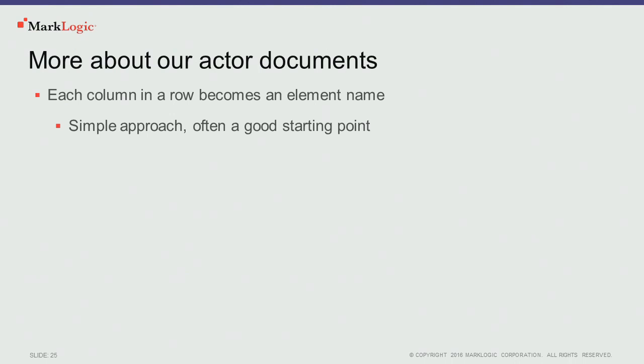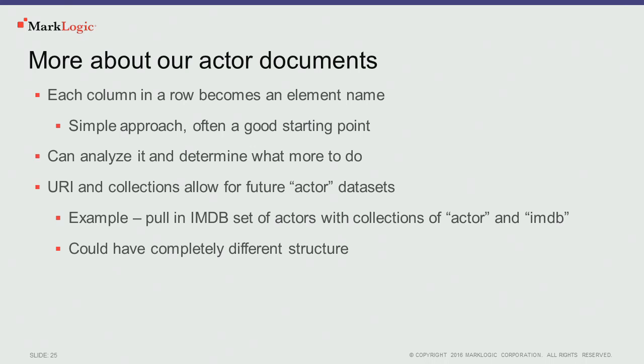Very simple. Just said every column in the row becomes an element name. It's usually a good starting point. If you're not sure what to do, go ahead and do that first. Get the data into MarkLogic, and you can iterate from there. And our collections in particular allow us to bring additional data sets in. For example, if we got a list of actors from IMDb, we could ingest that with a completely different structure, but put all of those documents in the same actor collection, but maybe a different collection such as IMDb.